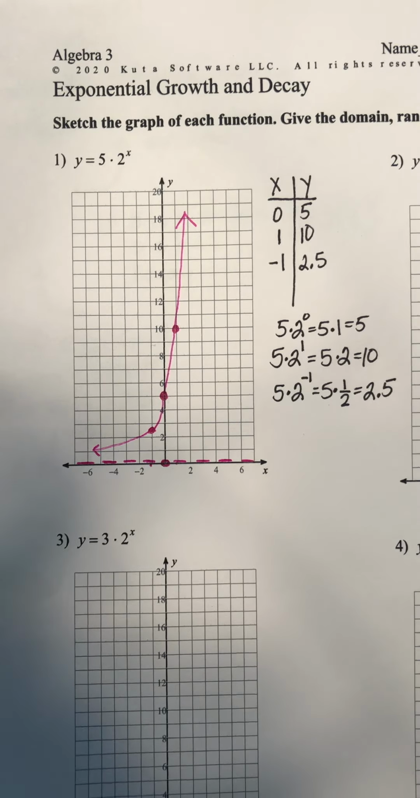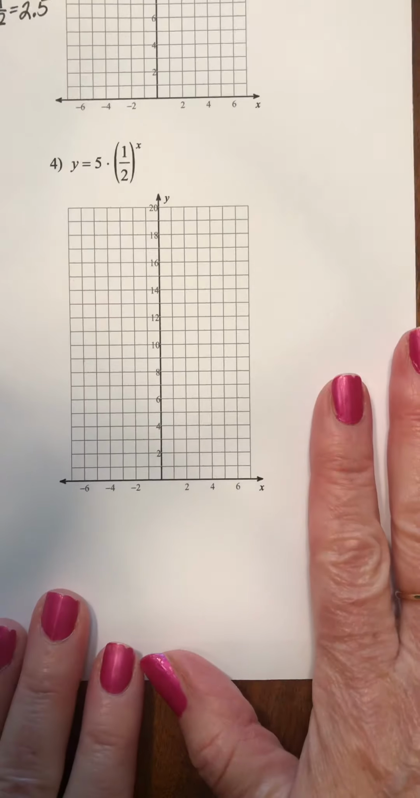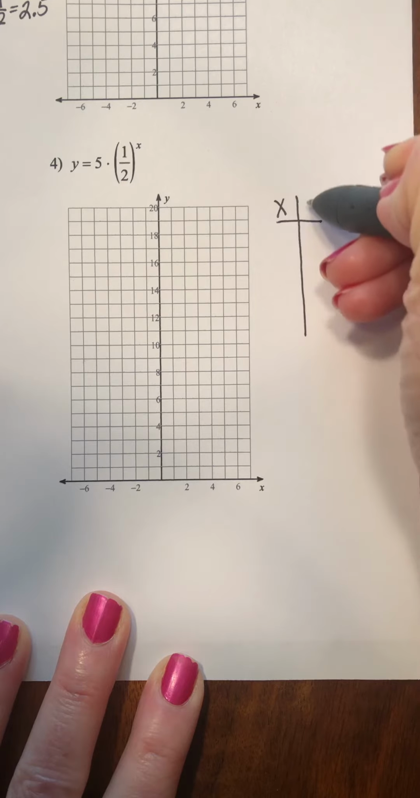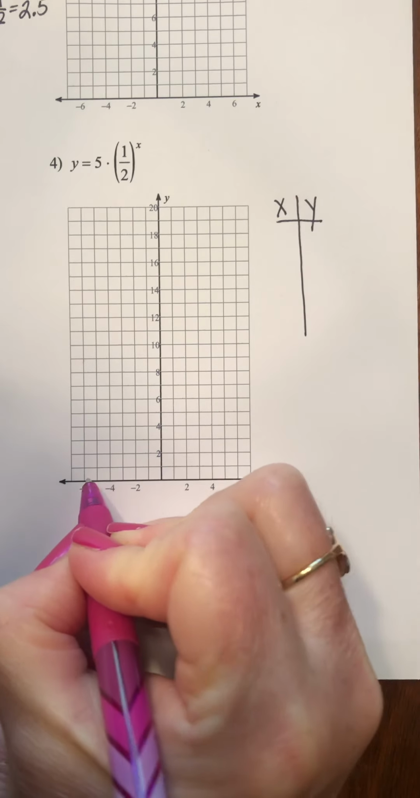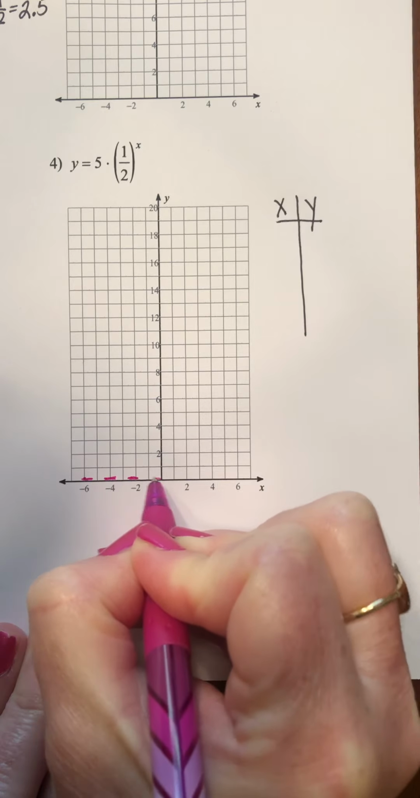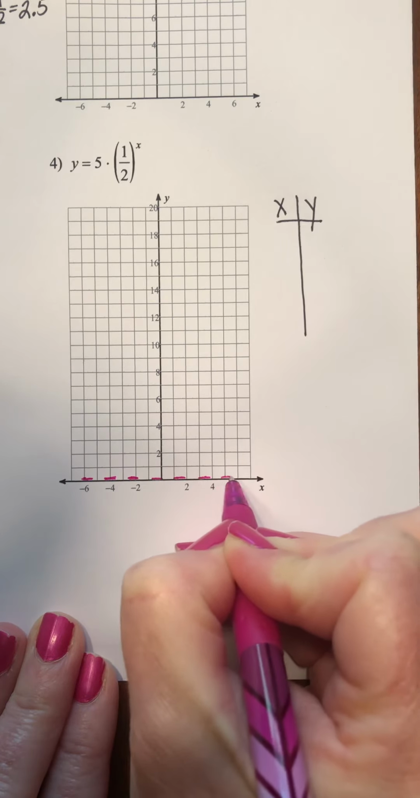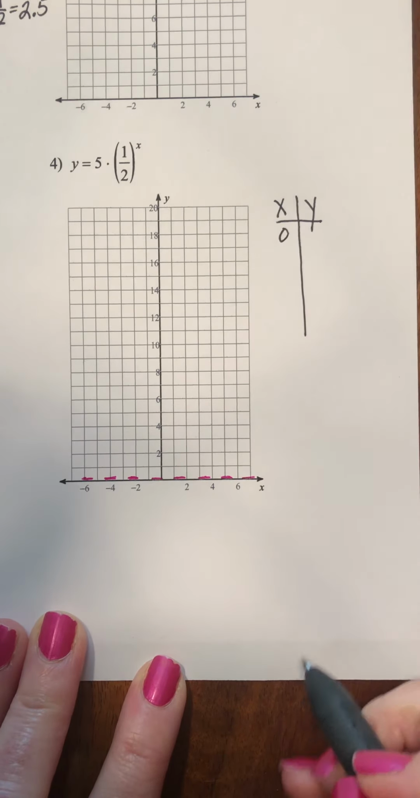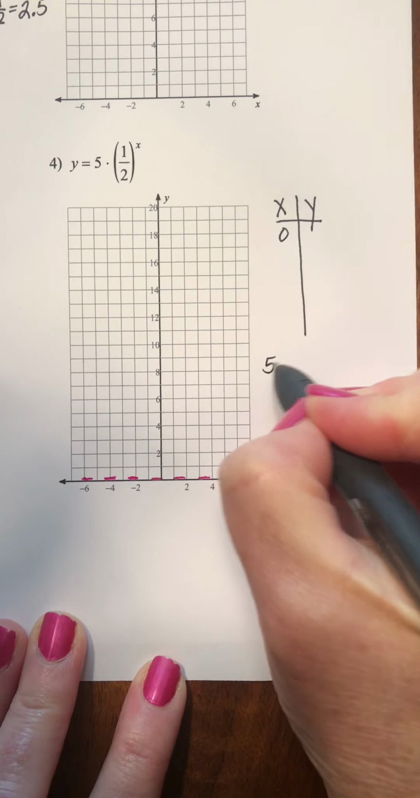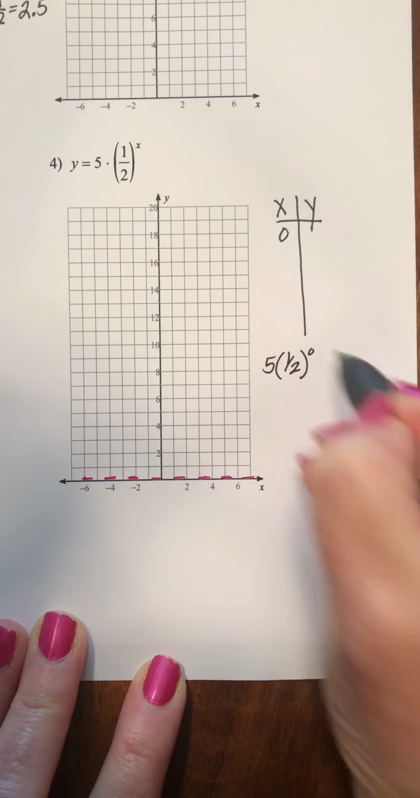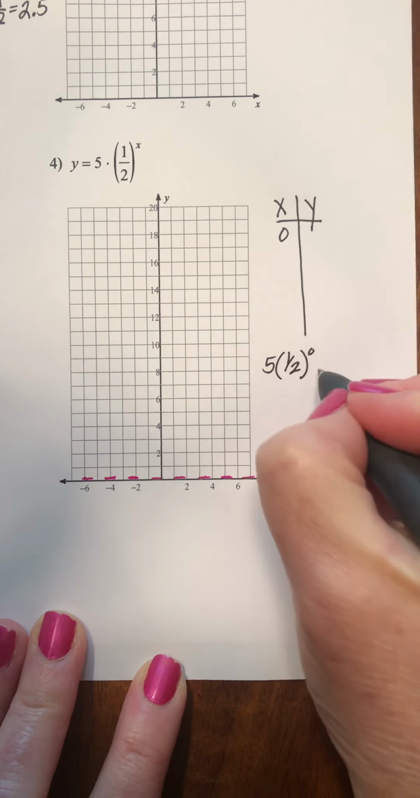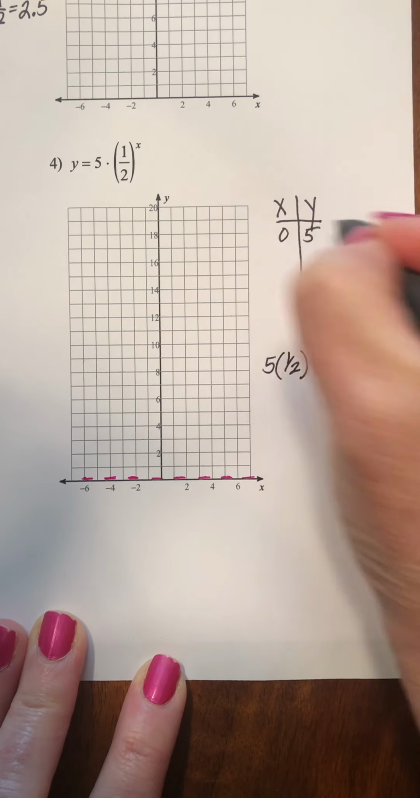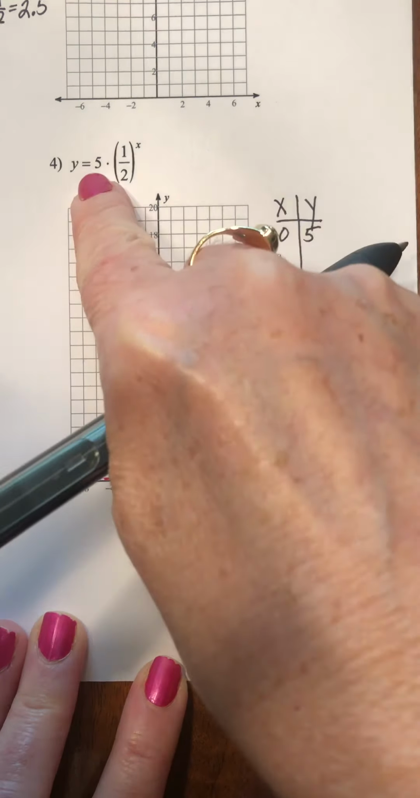Okay? Now I'm going to do number 4. Same kind of problem. We're going to use a T-chart. And again, I'm going to go ahead and draw the horizontal asymptote, which is y is equal to 0. And again, I'm going to start with 0 for the first value of x. So that means I'm going to do 5 times 1/2 to the 0 power. Again, anything to the 0 power is 1. And so 5 times 1 is 5. So there's your first point, which also happens to be your y-intercept.